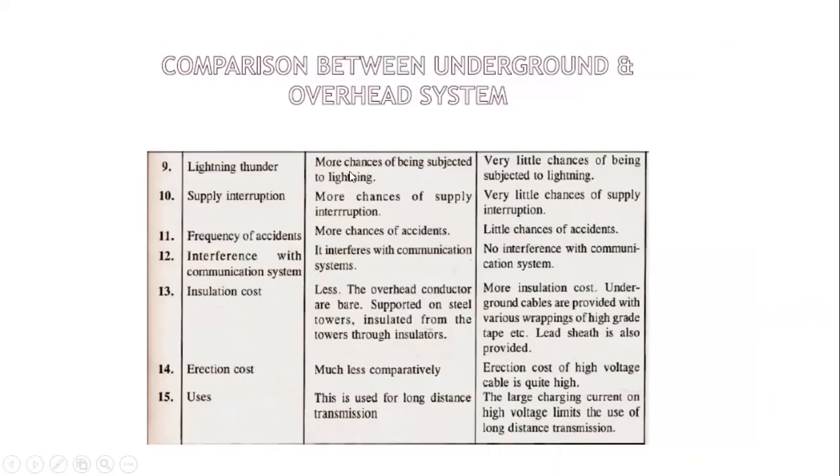Next, lightning. There are more chances of being subjected to lightning in overhead systems and very little chance of lightning strokes in underground systems. And supply interruption: more chances of supply interruption in overhead systems and very little chance in underground systems. And frequency of accidents.